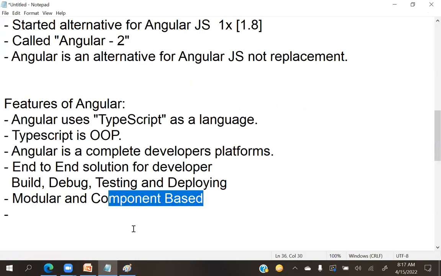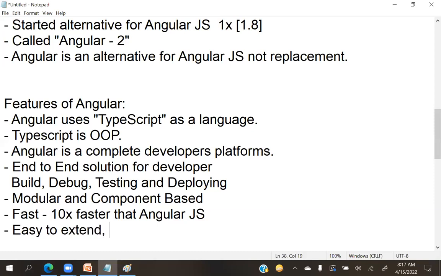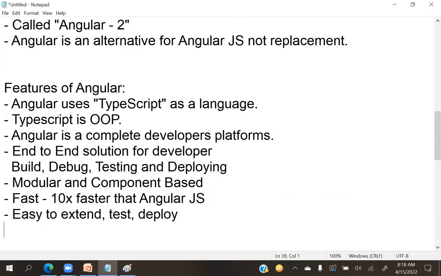I will tell you. We will discuss about that. So what is the advantage of this? It is fast. As per Google community, it is 10x faster than AngularJS. It is fast. It is lightweight. It is supporting a language called TypeScript, which means it is easy to extend, easy to test, and easy to deploy. All are easy. Now we have better features when compared to AngularJS.